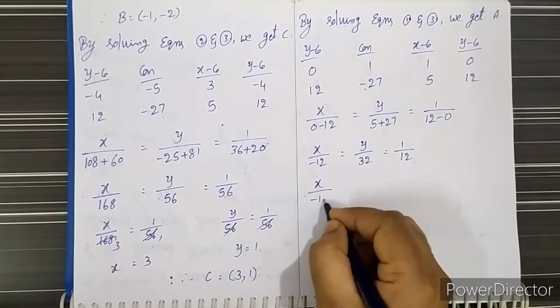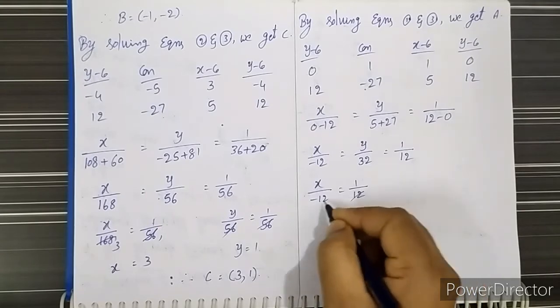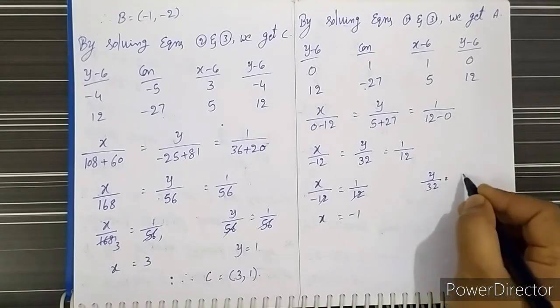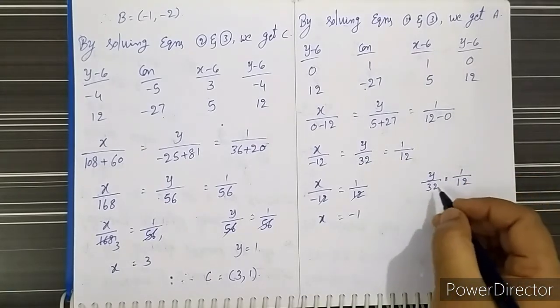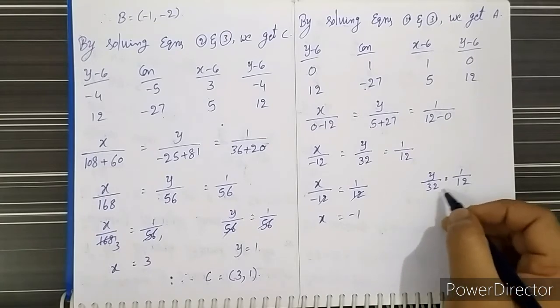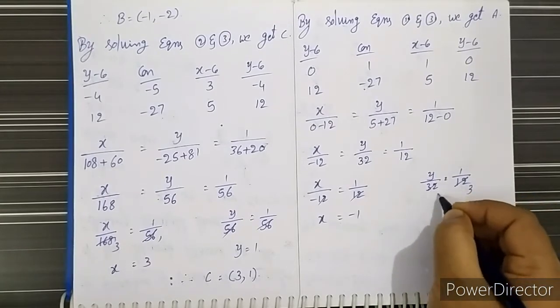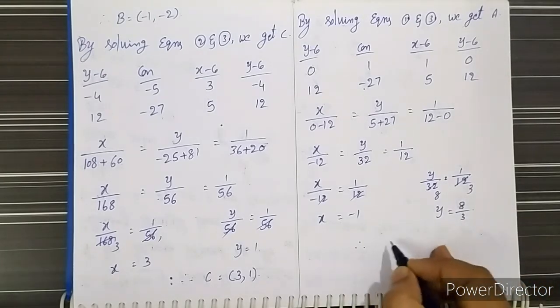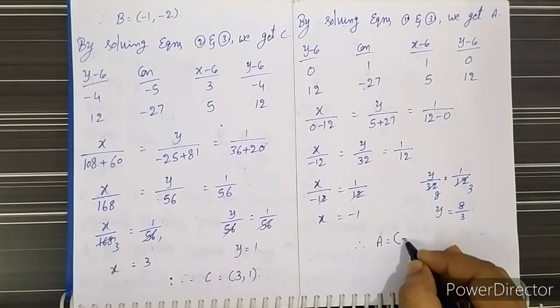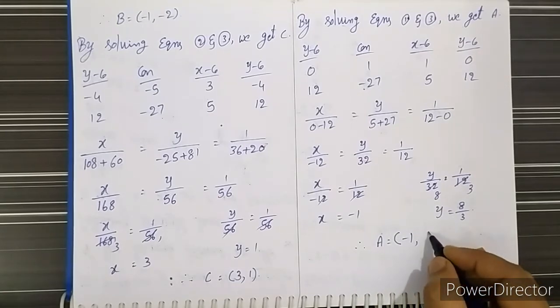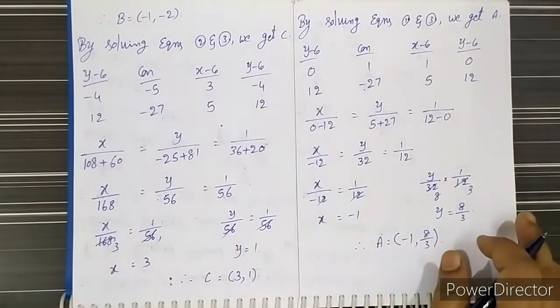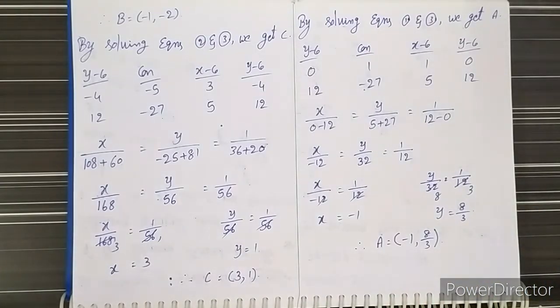Then x by minus 12 equal to 1 by 12. 12 cancels. Then x equal to minus 1. Y by 32 equal to 1 by 12. Then from this, by cancelling with 4, 4 threes are 12, 4 eights are 32, so y equal to 8 by 3. Therefore, the vertex A equal to minus 1, 8 by 3. From this, we have all the vertices of the triangle. Then next, we have to find out the lengths of the sides.